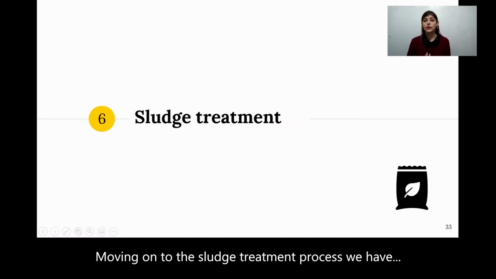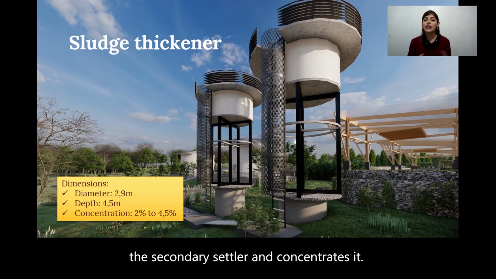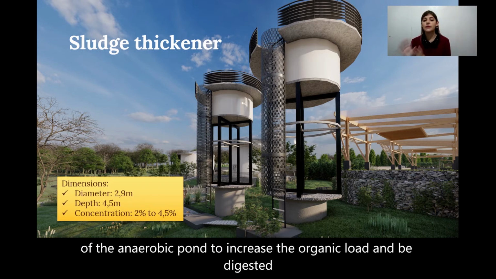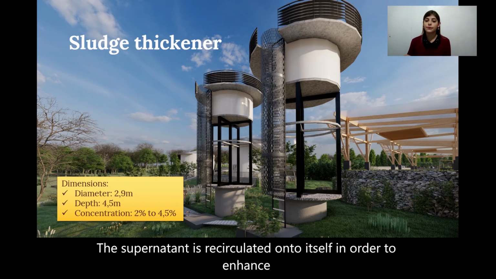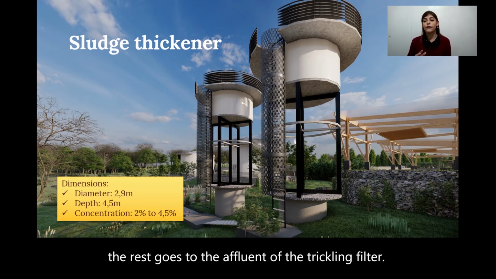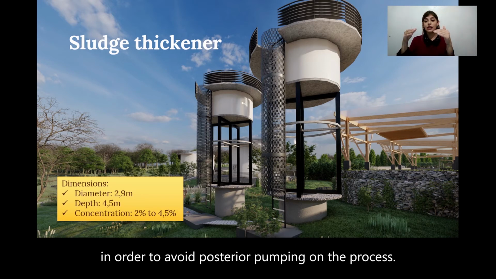Moving on to the sludge treatment process, we have the sludge thickener. These units receive the sludge from the secondary settler and concentrate it. After that, a big part, 99% of the sludge, goes to the deep chamber of the anaerobic pond to increase the organic load and be digested, and the rest goes to the drying beds. The supernatant is recirculated onto itself in order to enhance the process of the thickener and to avoid odors and septic conditions. The rest goes to the effluent of the trickling filter. It's important to mention that these units are elevated in order to avoid subsequent pumping in the process.